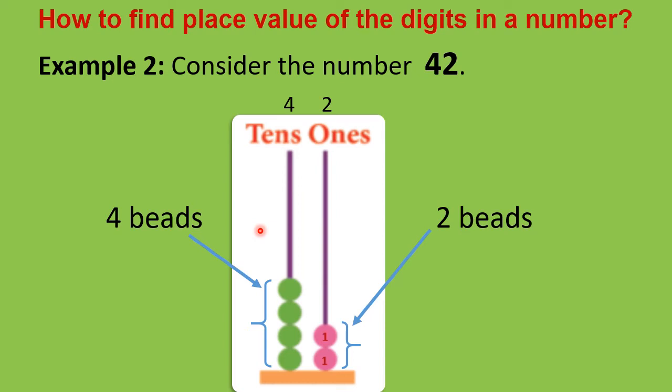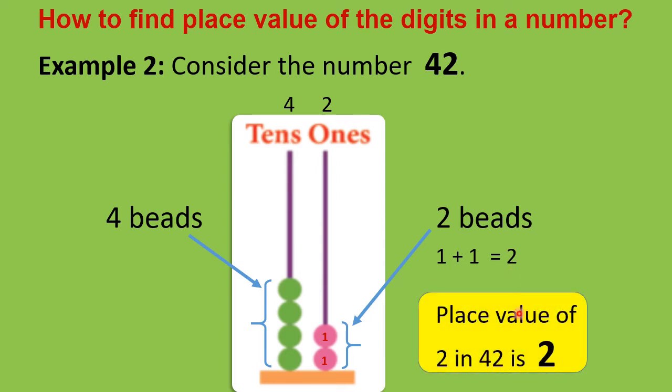And the value of each bead on one's rod is equal to 1. Therefore, the total value of these 2 beads together is given by 1 plus 1 is equal to 2. Hence, the place value of 2 in 42 is 2.